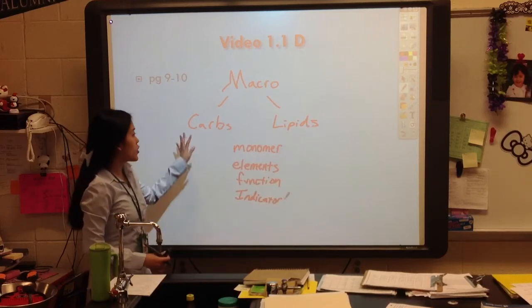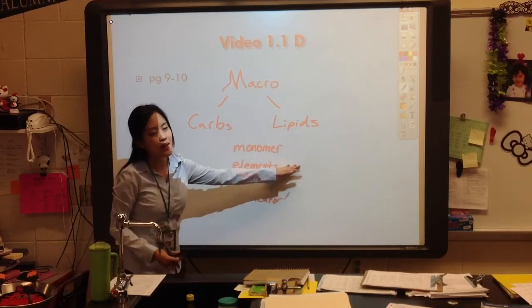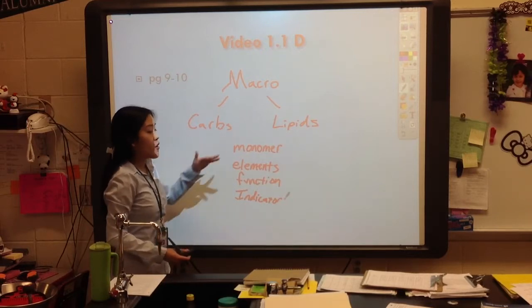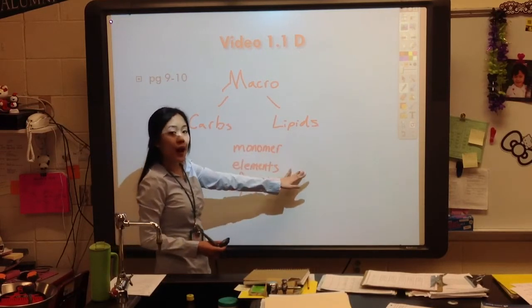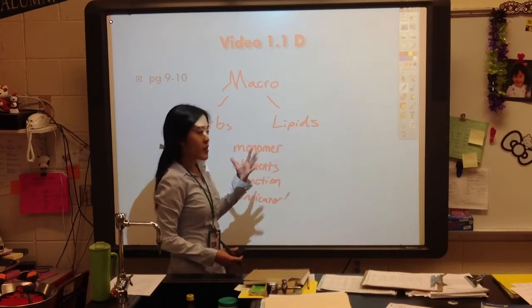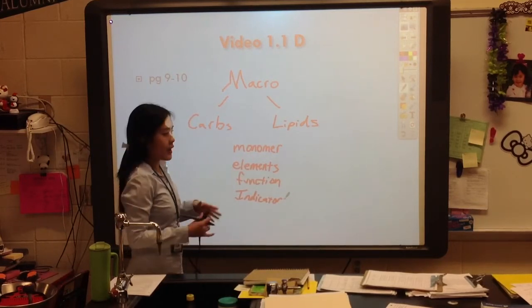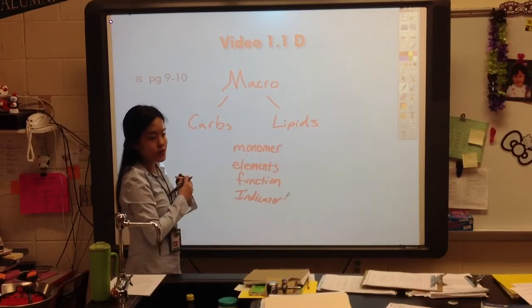Now, as a quick review for carbohydrates, what was the name of that monomer? Well, that was your monosaccharide. For lipids, you had your triglycerides. So in this case, you just really need to remember this. Create yourself a chart, create a study guide to be able to remember those monomers.